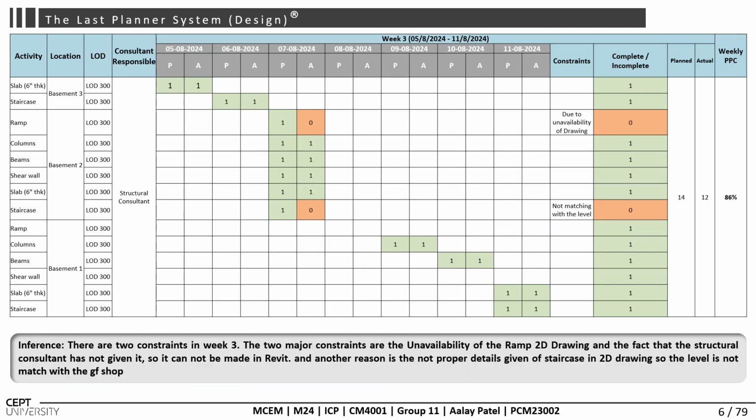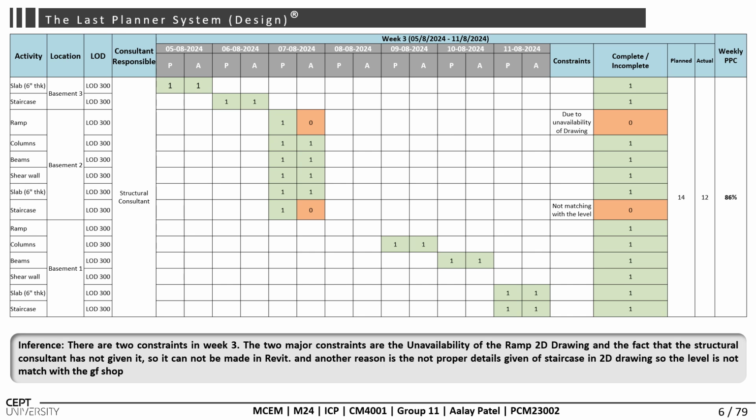We have another table of MSP in week 3, on a weekly basis, breaking down activities and identifying the specific days that they were scheduled. In week 3, the consultant responsible for the activities was the structural consultant. While all activities for week 3 were marked as completed, two major constraints were identified during this period.